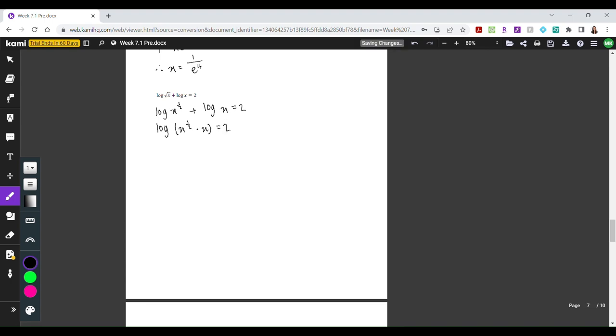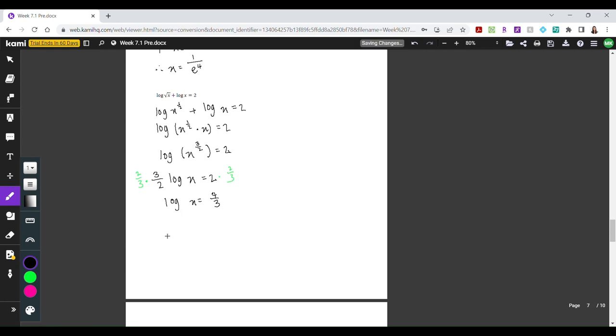Now, based on the product rule, my exponents are going to be adding with each other. So this will then give me log x to the power of 3 over 2 equals 2. Now I have an exponent, right? Because there's an exponent, I'm going to write it to the side of my log. So I'm going to get 3 over 2 log x equals 2. Now I want to get rid of this, right? I want log x to be isolated. So I'm going to multiply both sides by 2 over 3, which would then give me log x equals 4 over 3.